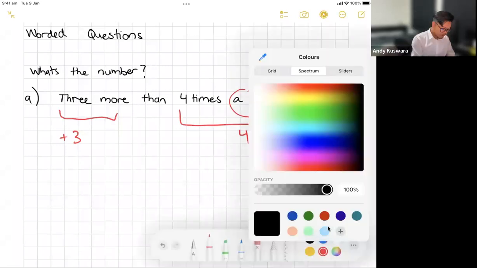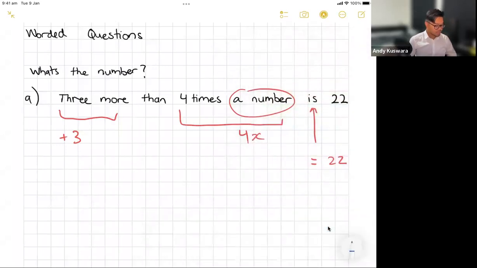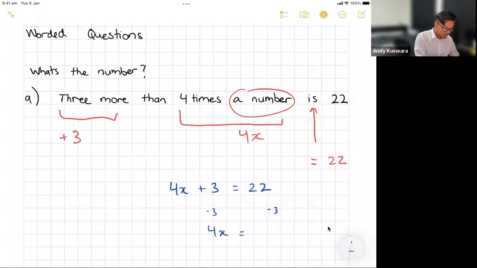So almost as it's written, we kind of have our equation. Let me write it out how I would. 3 more than 4 times a number is 22. So in other words, 4 times a number, 4x plus 3 should equal 22. Okay, now at this point that's an equation we can solve. So let's minus 3 from both sides. 4x should equal 19, right? Because that cancels out. 22 minus 3 is 19.